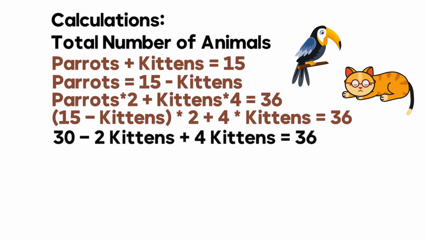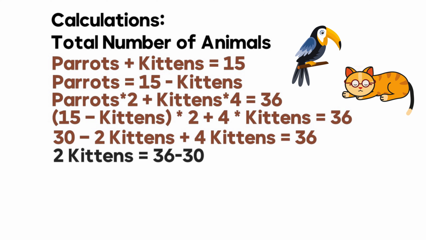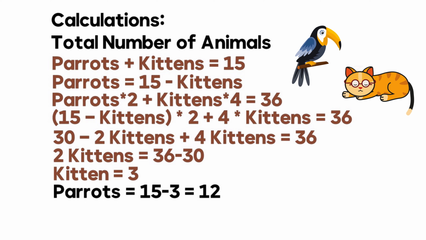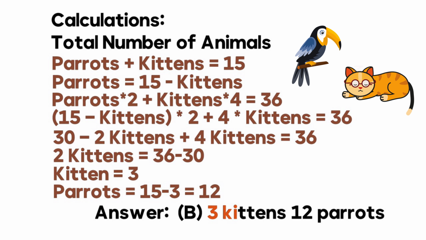Which means 30 minus 2 kittens plus 4 kittens equals 36. After simplification, 2 kittens equals 36 minus 30, which means that there are 3 kittens in the store. The number of parrots then will be calculated by subtracting 3 from 15, and number of parrots equals 12. So the correct answer here is choice B, 3 kittens and 12 parrots. Hopefully you've nailed this question and now know how to answer similar problems on the test.